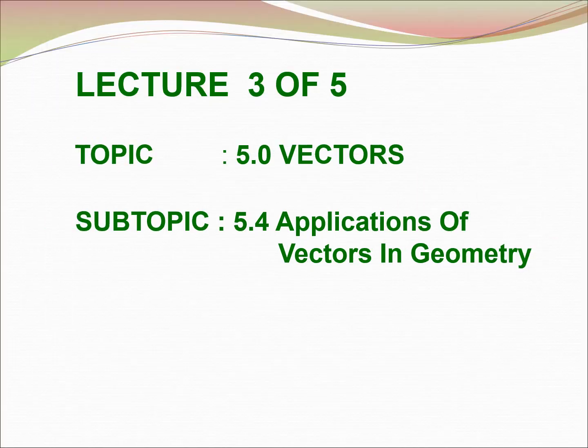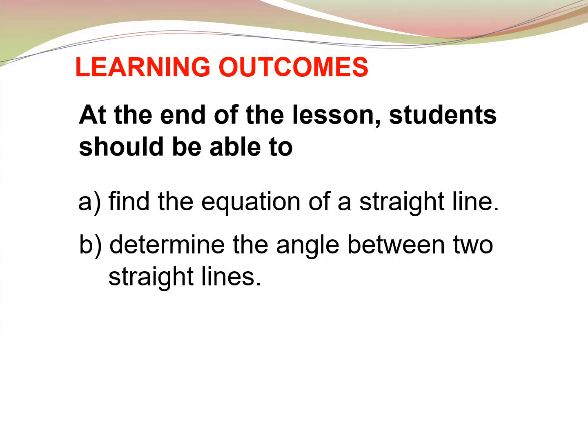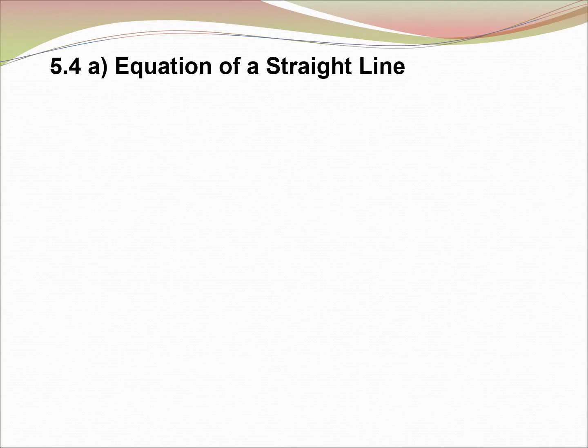Lecture 3 of 5, Topic 5, Vector, Subtopic: Application of Vector in Geometry. Learning outcome. At the end of the lesson, students should be able to: A. Find the equation of a straight line. B. Determine the angle between two straight lines. Equation of a straight line.